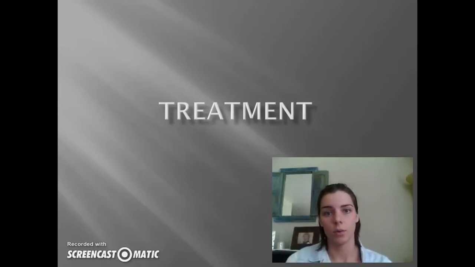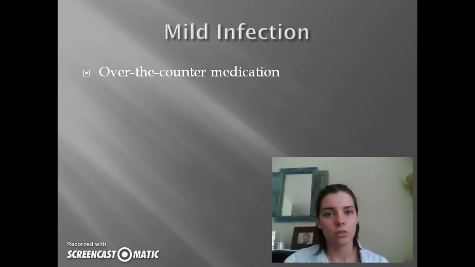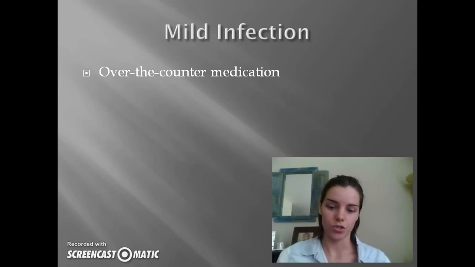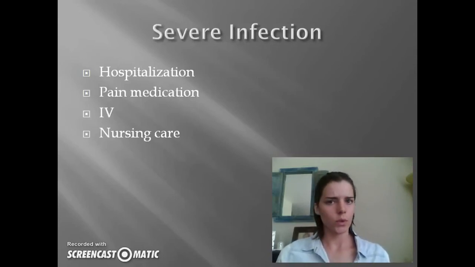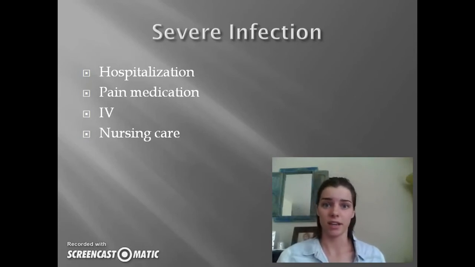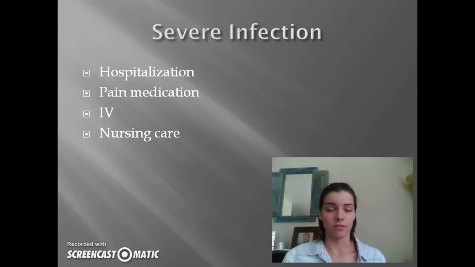So treatment of West Nile virus. For mild infection, really all you can do is just take over-the-counter medication, painkillers to treat the headaches, the body aches, things like that. There's no specific medication or anything to treat West Nile virus. You just have to treat the symptoms. And so with the severe infection, since you're just treating the symptoms, a lot of them will have to get into the hospital so they can have nursing care, so they can receive IVs, so they can get prescription strength medication to kill the pain, and just anything they can do to kind of ease and feel better through the virus while it's running its course.